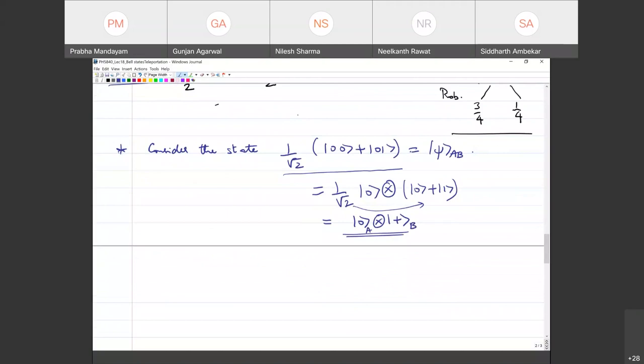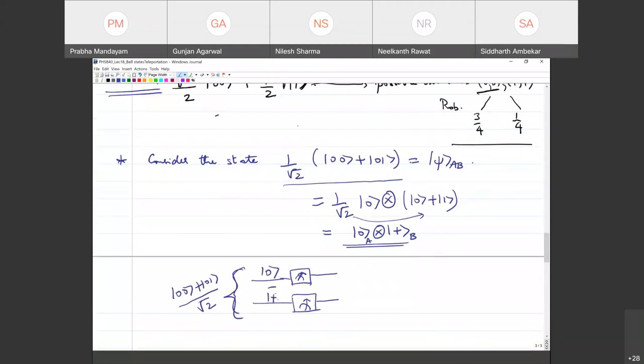Now, observe what happens when you measure this kind of a state. So this is the state, right? So now the state is 0, 0 plus 0, 1 by root 2. You can either view it like this, or you simply view it as a 0 here and a plus here. No matter which way you view it, what are the possible outcomes now?